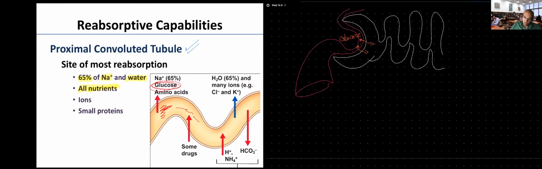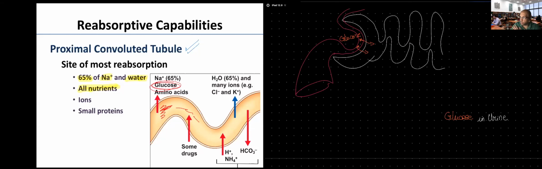My second question: do I normally get glucose out in the urine? What do you think? Normally, do I get glucose out in the urine? So is it normal when you perform a urine analysis to find glucose in the urine?